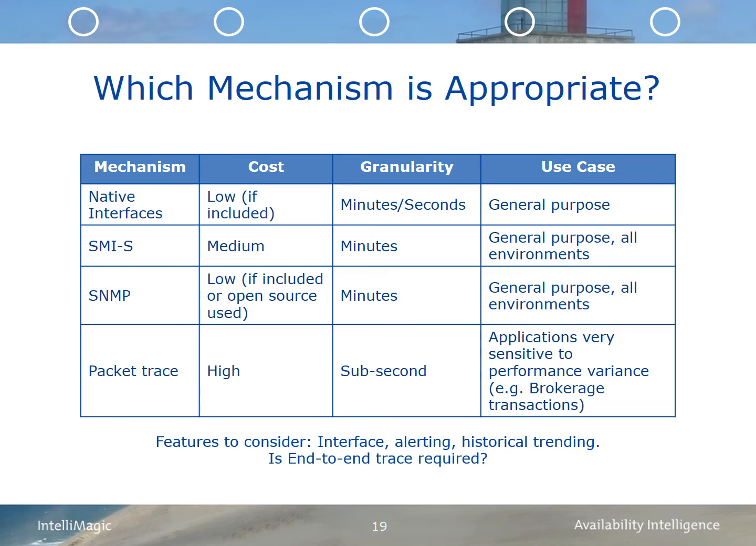I know we didn't cover all of the possible measurements, but one of the questions that's important to ask is which mechanism is appropriate. And so there's a few ways to look at this. In this table, I outline some of the attributes. So for the native interface, the cost is low. It's included. The granularity is typically low, minutes or seconds depending on the switch. And it's a general purpose tool, so you can get any of the data you need. Sometimes the vendors actually provide some additional tooling around the measurement to do historical trending and graphing and set alerts and things like that.